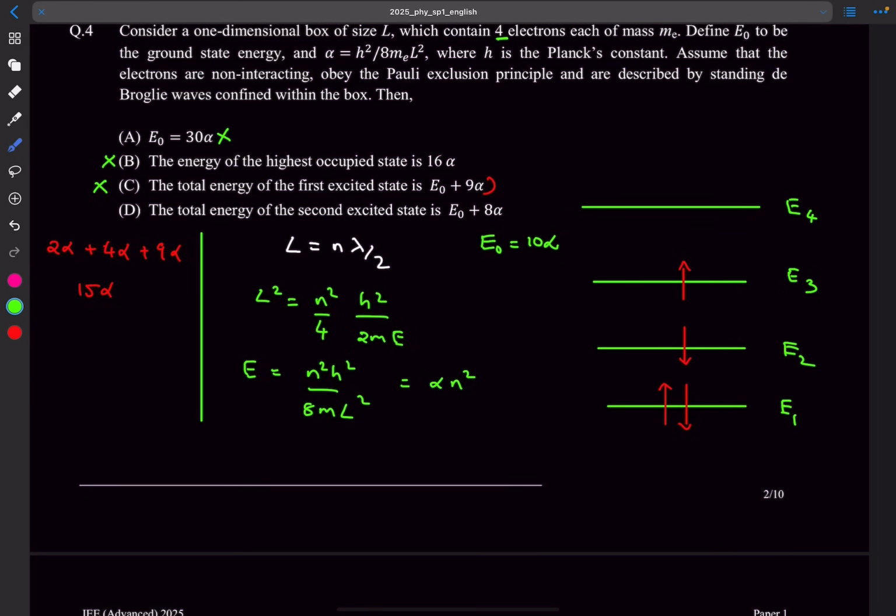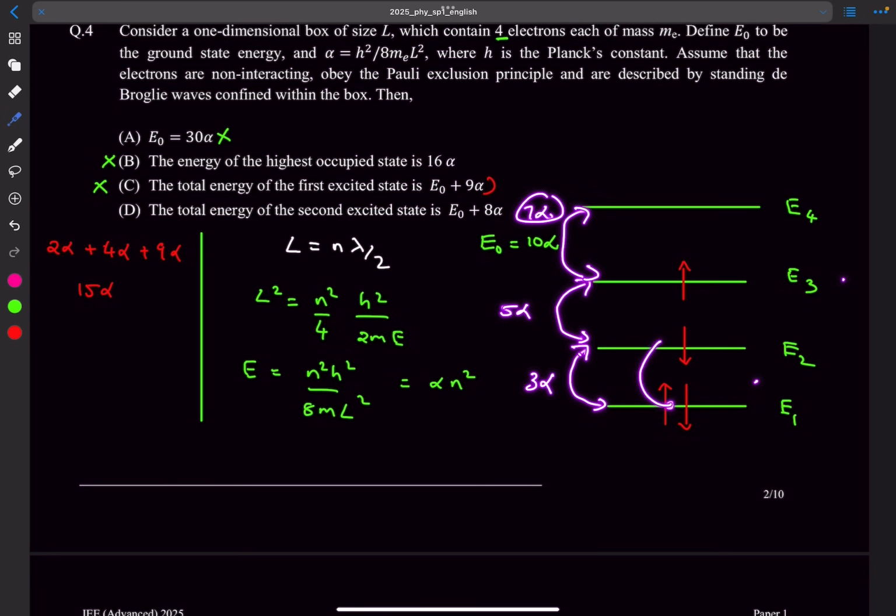And in option D, we have the total energy of the second excited state. For the second excited state, we have to check which energy transition takes the least energy. Is it easier to jump from the first state to the second, or is it easier to jump from the second to the third? The difference in energy levels between state 1 and state 2 is going to be 3 alpha, right? And between state 2 and state 3, that energy difference is 9 minus 4, 5 alpha. And between the next 2 states, it is once again 7 alpha, and it will keep increasing. So the easiest jump to make is from state 1 to state 2, right? So that is what's going to happen.